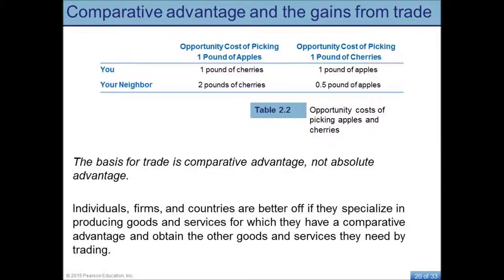So that means we have a better opportunity cost, a lower opportunity cost in terms of giving up cherries for apples. But they have a lower opportunity cost on the right-hand side of giving up apples for cherries. So as a result, we should be the ones making apples and they should be the ones making cherries. The basis for trade is comparative advantage, not absolute advantage.